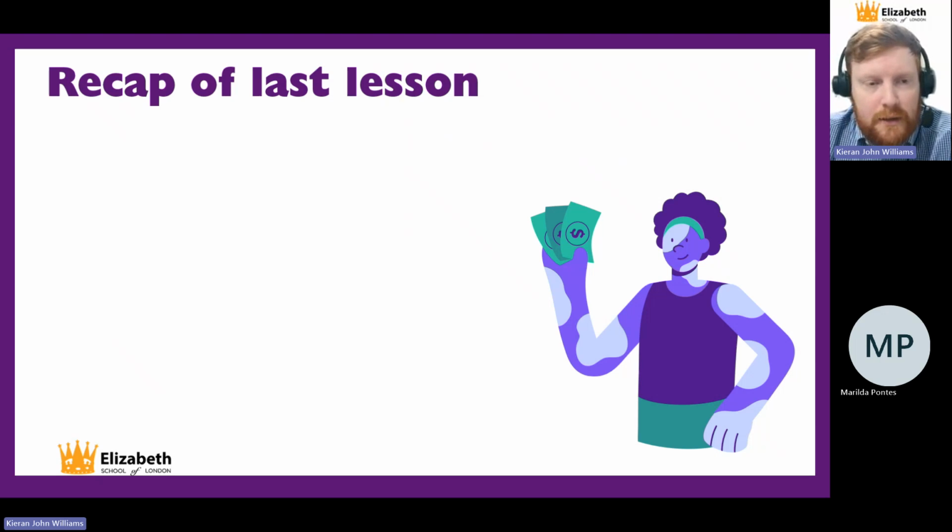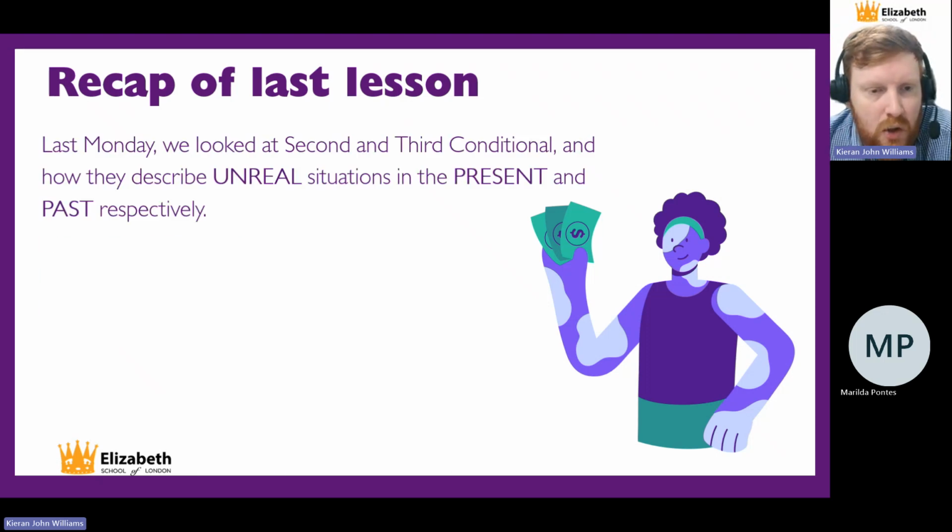But let's just have a little recap of what we looked at last lesson, because what we looked at last lesson is going to inform the things we look at today. In our last session, we looked at the second conditional and the third conditional, two separate constructions, and we looked at how they describe unreal situations, with the second conditional looking at the unreal present and the third conditional looking at the unreal past. So they are super important today, and we'll find out why later on.